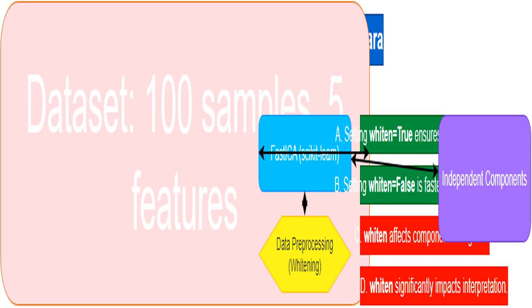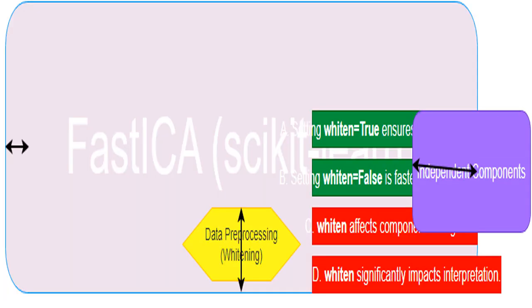I'm working with a dataset containing 100 data points, each described by 5 features. This is the input data that I will feed into the FastICA algorithm. FastICA is short for Fast Independent Component Analysis. It's a specific implementation of the ICA algorithm within the popular Python machine learning library, Scikit-learn.